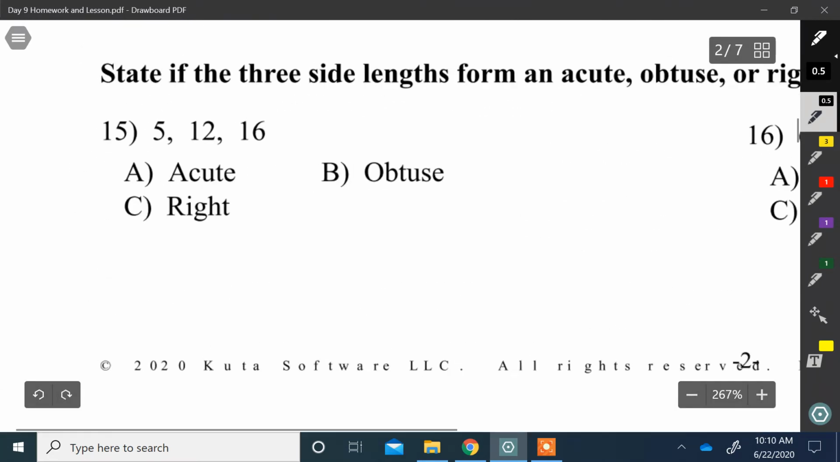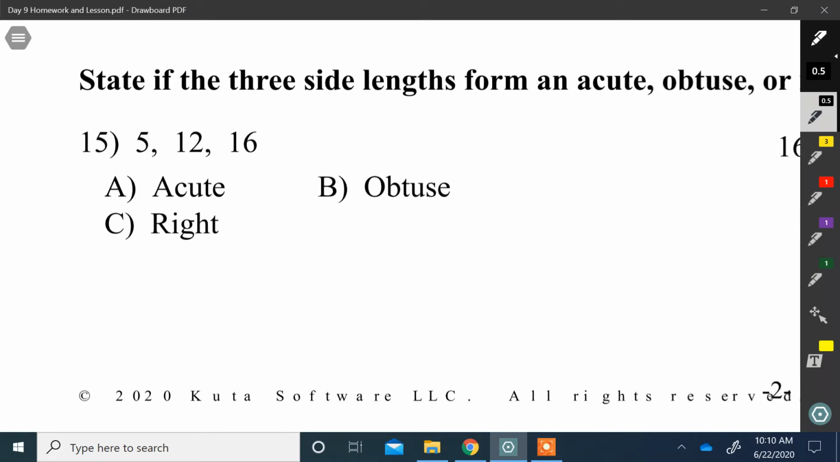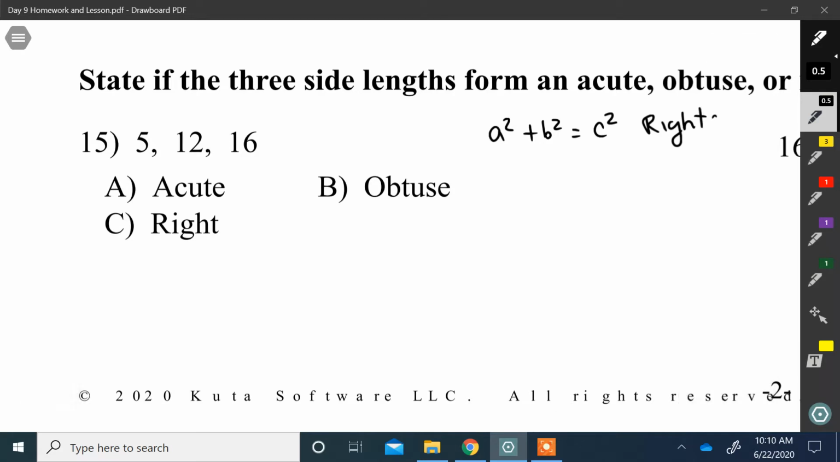All right, this one here, we kind of talked about this one as well. And let me actually pull it up really quick here. I know that something is a right triangle if a squared plus b squared is equal to c squared. That's a right triangle. Okay? Now I do have to try to remember. And I'm going to look it up really quick here. And this is called the converse of the Pythagorean theorem.